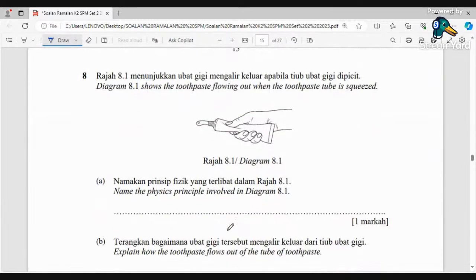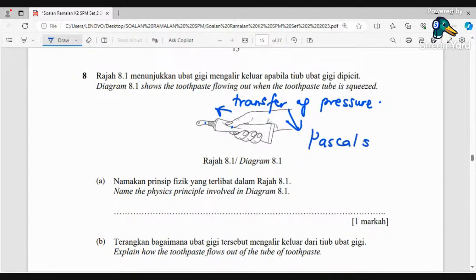Question number A. Diagram 8.1 shows toothpaste flowing out when the toothpaste tube is squeezed. Name the physics principle. Okay, you press here, but it comes out here. Meaning ada transfer of pressure. Okay, pressure is transmitted, ataupun pressure is transferred. Ini konsep apa? Okay, Pascal principle. Tuliskan nama dia dengan betul. Jangan salah spelling. Pascal principle.